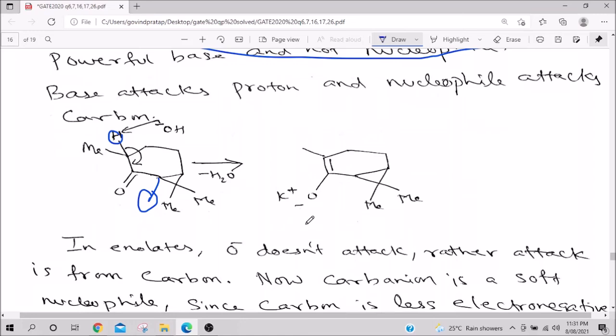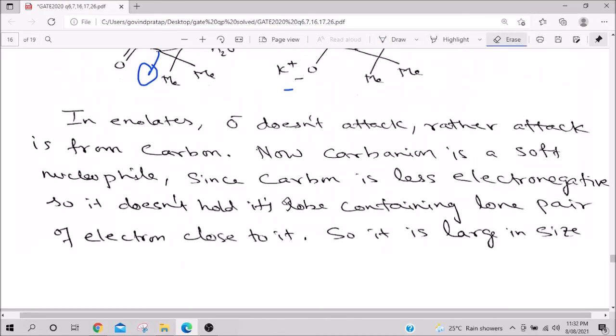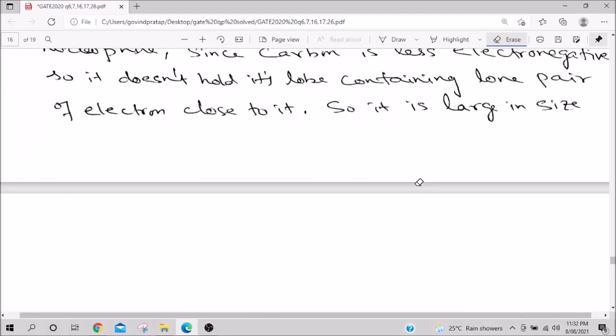Now, if the counterion is generally K plus or Na plus, this O minus is not nucleophilic, it does not attack, it will always come back here, and carbon is more reactive. Oxygen can stabilize negative charge, carbon cannot. That is why carbon always acts as the nucleophile and not oxygen. But if instead of Na plus or K plus, Li plus was there, then sometimes even O minus attacks, but generally it is always carbon which attacks.